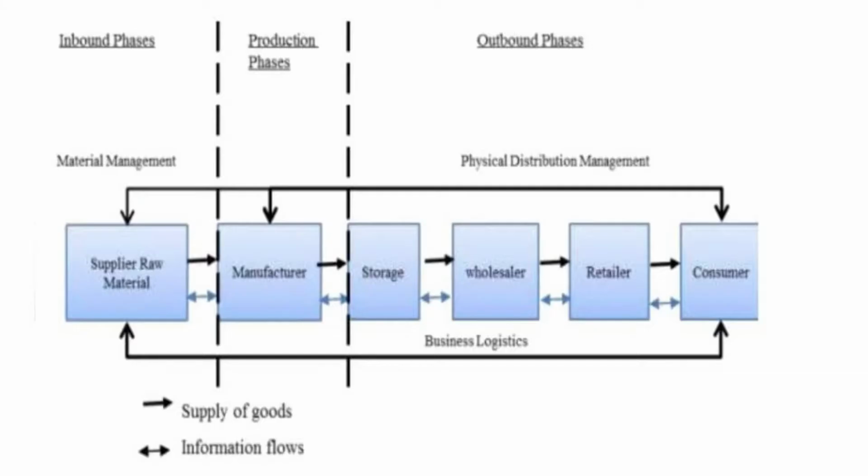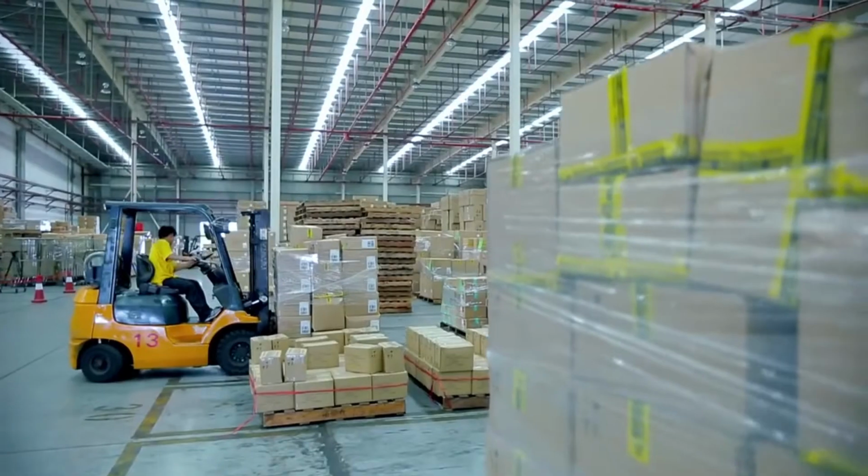So basically, there are three phases of conventional supply chain, which include inbound phases, production phases, and outbound phases. During the inbound phase, organizations deal with material procurement and management. It involves activities of transportation, storage, and delivery of the supplies coming into the plants or businesses.